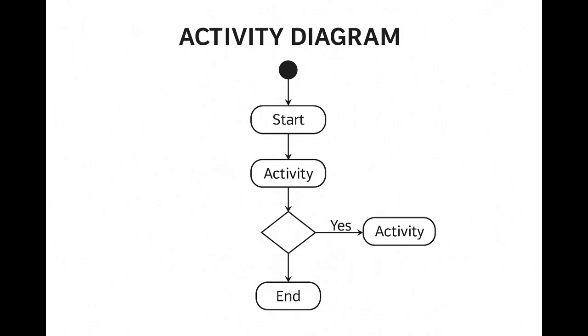Exactly. That's where the join node comes in. It's the mirror image, another thick bar. It takes multiple incoming concurrent flows and merges them back into a single outgoing flow. And the critical thing about the join is it waits, right? It forces synchronization. That's the crucial point. The process absolutely cannot move past that join node until all the parallel activities leading into it are complete.